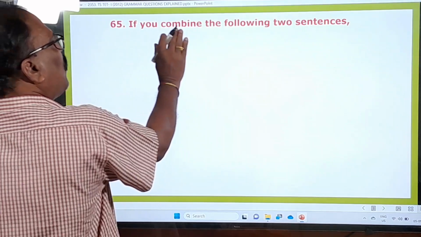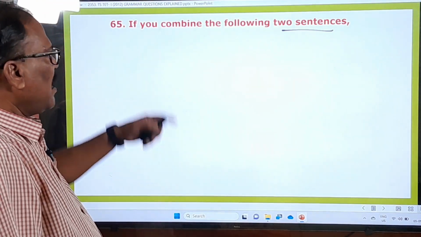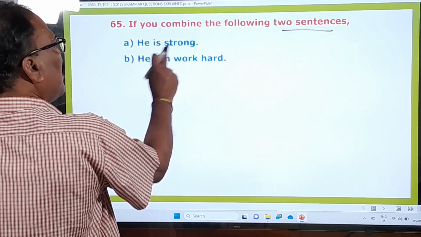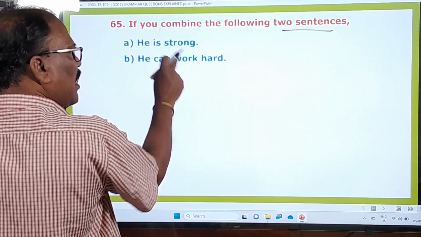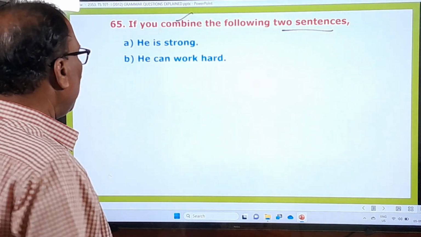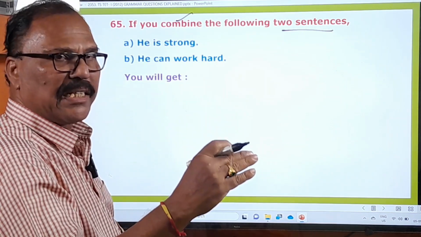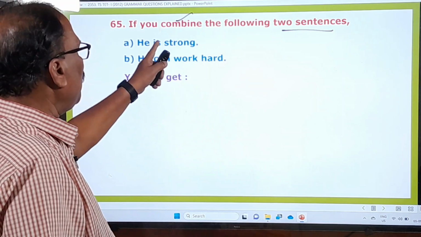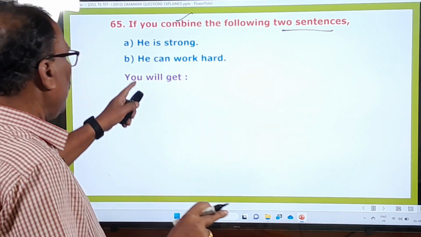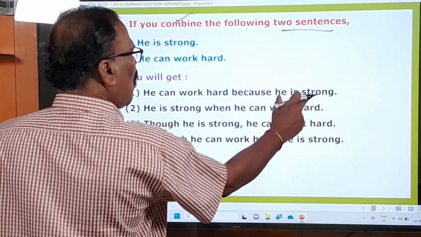65th one. If you can combine the following two sentences. The examiner has given you two sentences. What are they? He is strong, he can work hard. If you can combine these two sentences, you can find one sentence. When you combine them, they become into one. That's why you will get what? So here are given four options. He can work hard because he is strong. This is the right one.